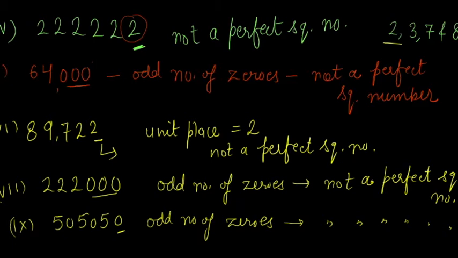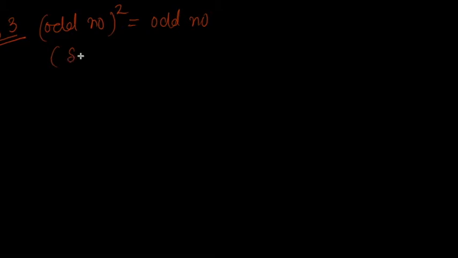Moving forward, question number 3 of your textbook: the squares of which of the following would be odd numbers? I told you one property of squares: if a number is an odd number, then its square will always be odd. If the number is an odd number, its square will always be an odd number, right? And another property we have done: if a number is an even number, its square will also be an even number, right?